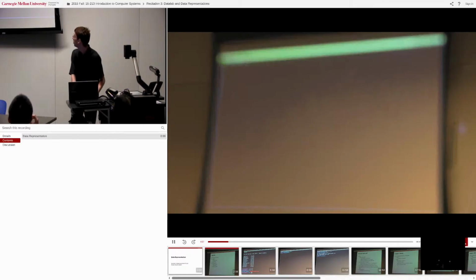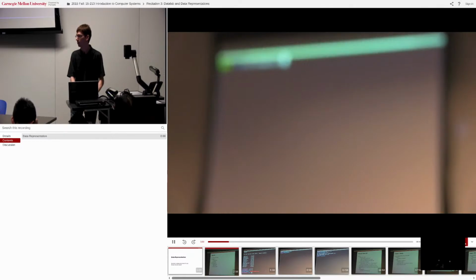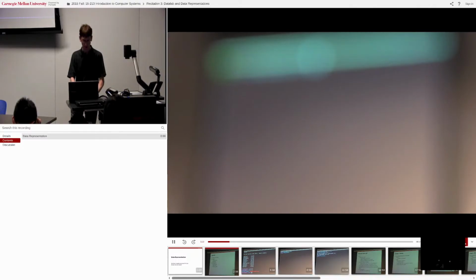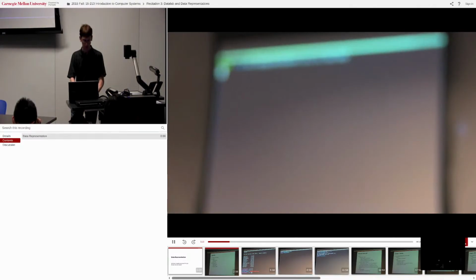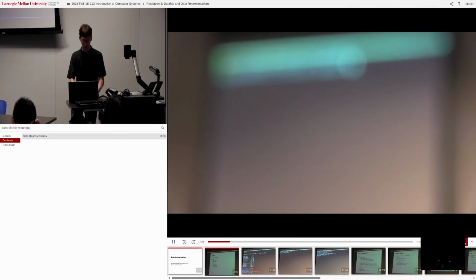On the Shark machine, you type SSH. Is that big enough for everyone to see it? So SSH, your Andrew ID, and then shark.ics.cs.cmu.edu. And then the password will be the same as your Andrew password.